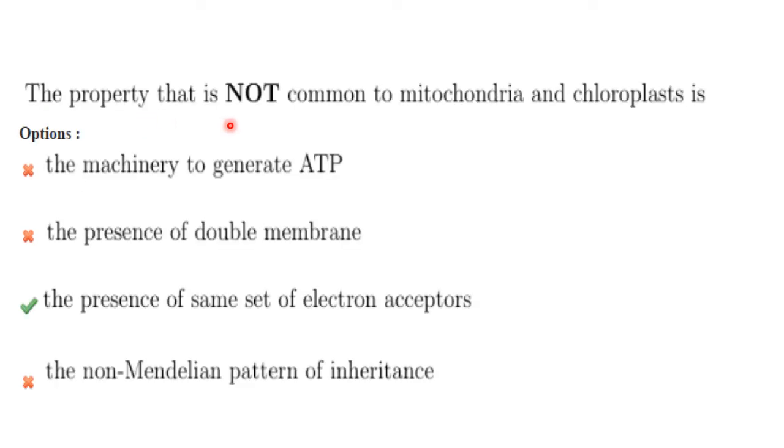The property that is not common to mitochondria and chloroplast: the machinery to generate ATP is common to both. The presence of double membrane: both mitochondria and chloroplast have a double membrane. Then presence of the same set of electron acceptors? No, they have different sets of electron acceptors. Then the non-Mendelian inheritance pattern? No, that is common. So option C is correct. It's the one which is not common to mitochondria and chloroplast.